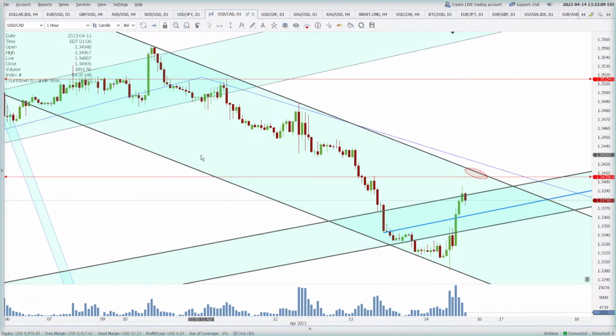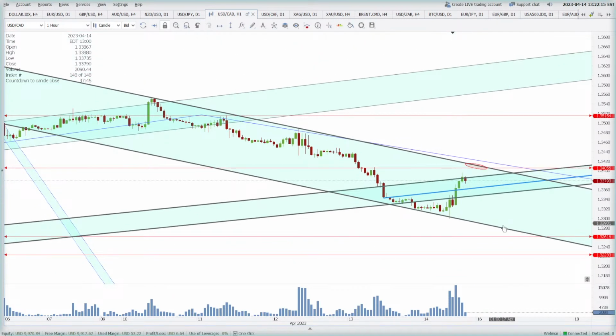It makes some sense, because we have multiple resistances here, and when the price rejects at those multiple resistances, we can expect 1.3261 in this market. That's all, guys. On the higher side, we have a resistance at 1.3405. On the lower side, we have a support at the 1.3261 area.